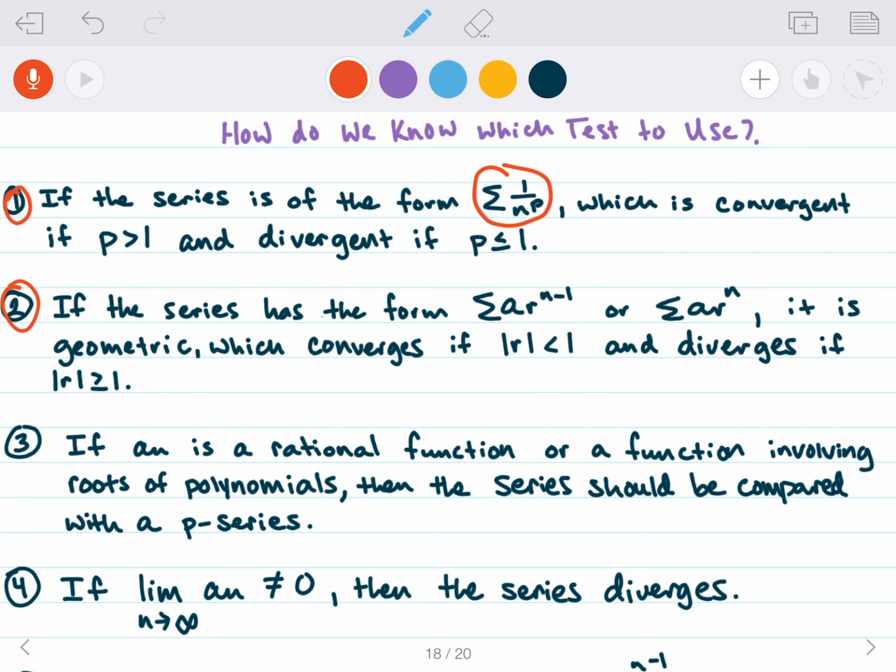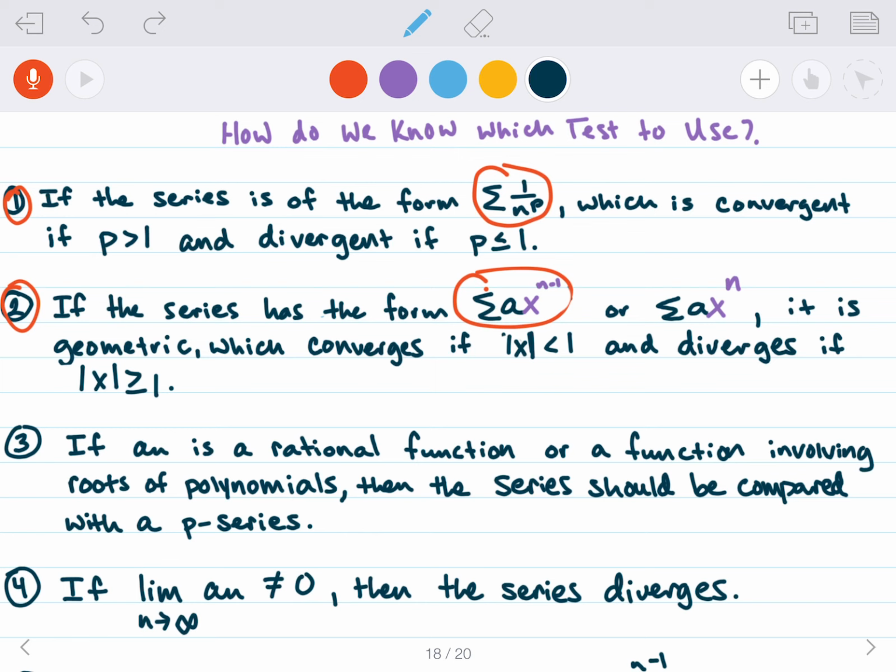The second thing that we know is we know about geometric series, and this was from a few lectures ago, but if a series has the form a times x to the n minus 1, and actually maybe we should change this to x just to be consistent with our notation from before. Okay. So we talked about this. If we have a geometric series and that common ratio x, if the absolute value of it is less than 1, it converges, but it diverges if it's greater than or equal to 1. So if your series is of this form, you should try doing the geometric test.